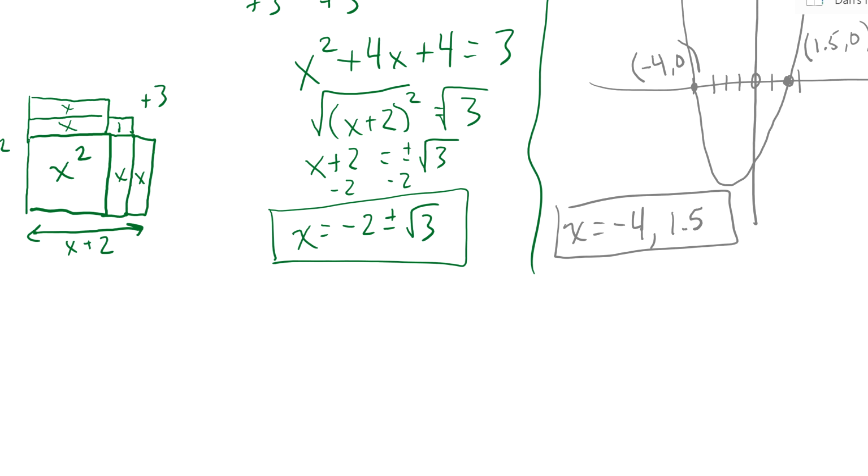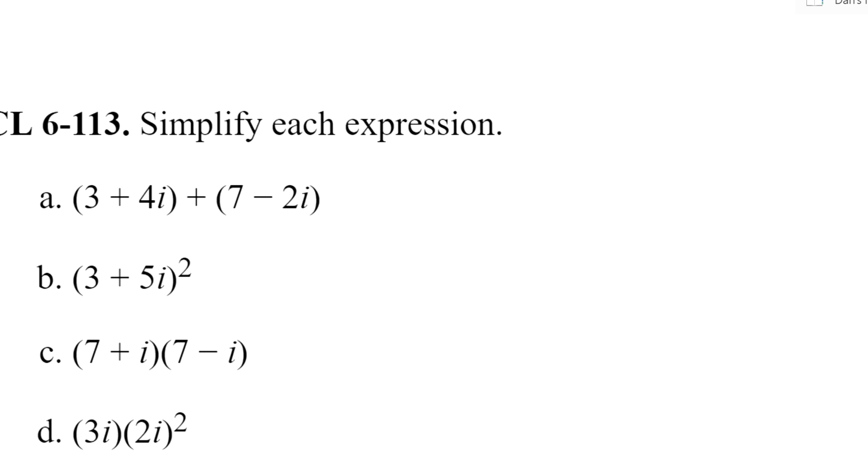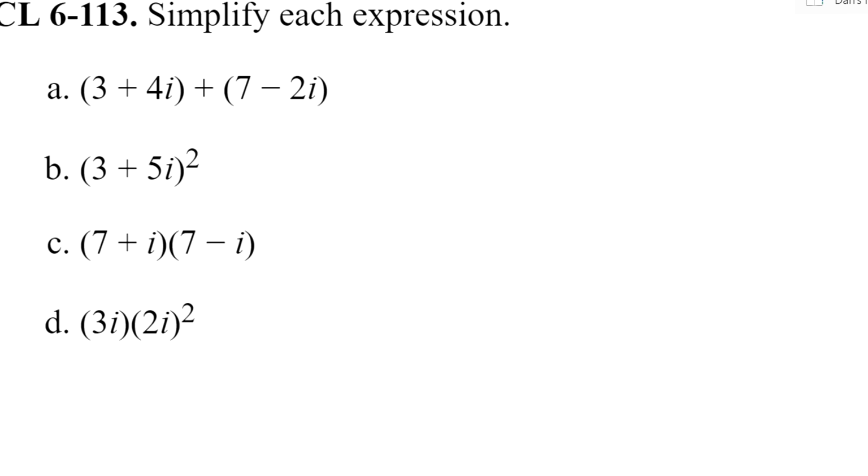Okay, I got two more here. If there's a plus or a minus with the i's, we just add or subtract them. So here, we just add the real numbers. 3 plus 7 is 10. Add the imaginary numbers. 4i and negative 2i is just 2i. Done. That's your answer. That is PEMDAS. There's nothing other than adding and subtracting, so you just go left to right there.